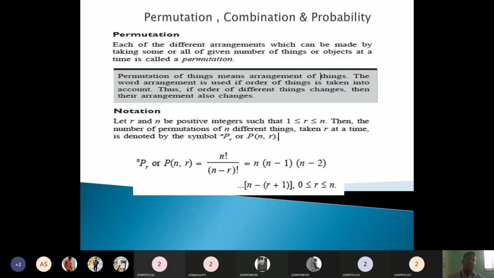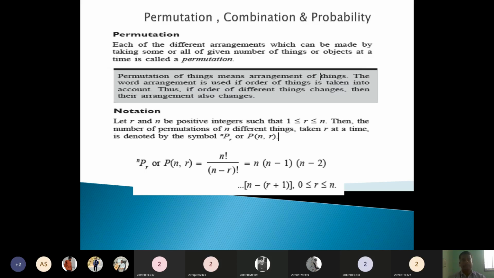Here it is generally denoted by the formula nPr, otherwise denoted as P of n comma r. That is n factorial divided by n minus r factorial. Here n denotes the number of objects, and r, the number picked, is less than or equal to n, or otherwise you take all the objects. So r should be less than or equal to n. We all know the factorial, so that is n factorial divided by n minus r factorial.